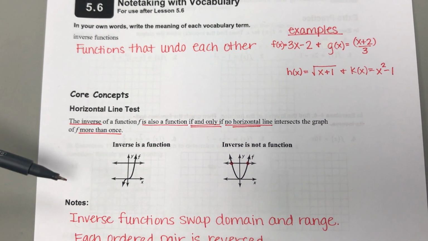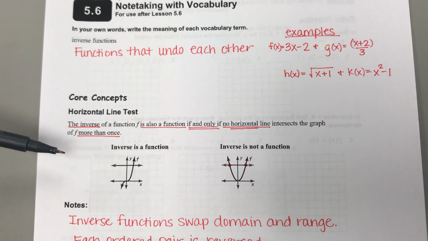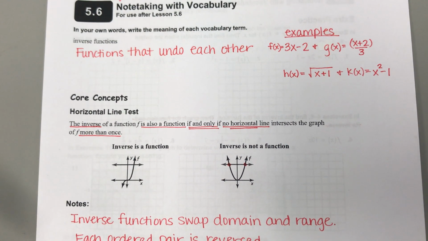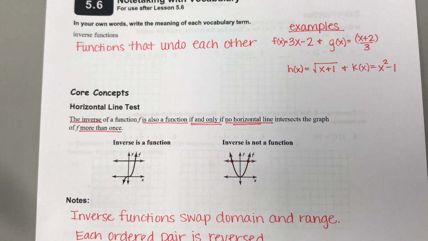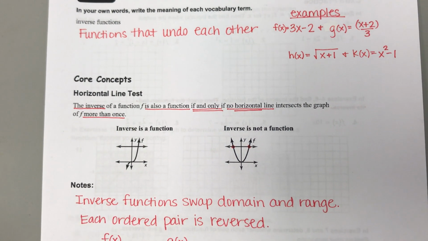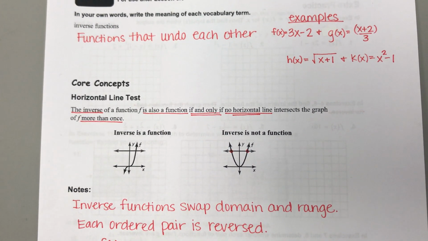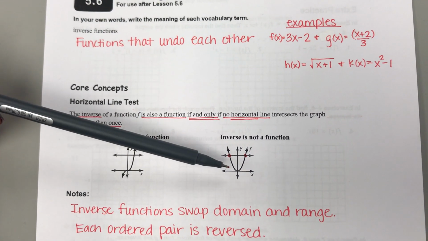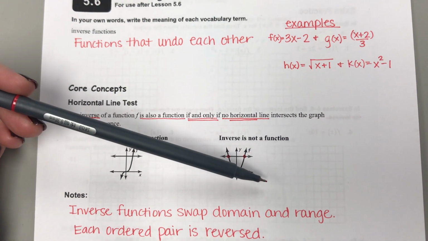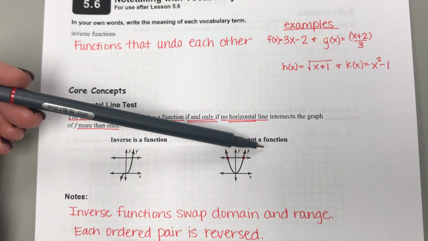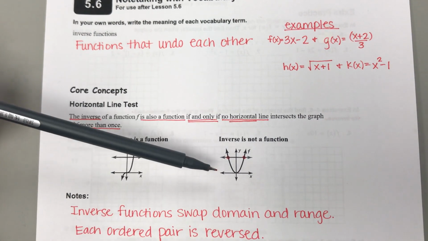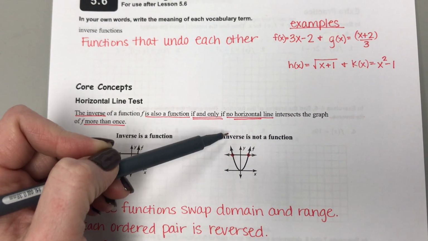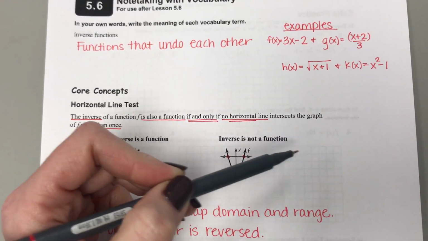So you can test the original function to see if its inverse would be a function or not by doing instead a horizontal line test, because what happens is your inverse functions swap domain and range. So here is the x squared graph. If I flip this on its side, then it's not going to pass the vertical line test because my x's and my y's switched places. So now instead of having my regular parabola, it would be a sideways one.